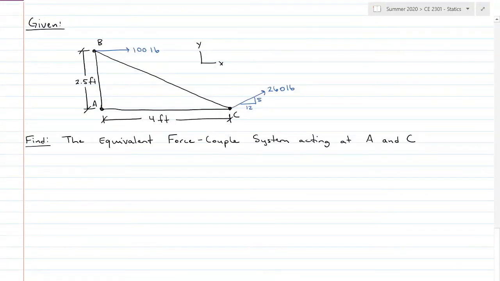For example, if I have a system with a 100-pound force acting at B and a 265-pound force acting at C, and I want to find the equivalent force couple systems acting at A and C. The objective here is to get our two forces at two different locations down to one force and one moment couple at one location.